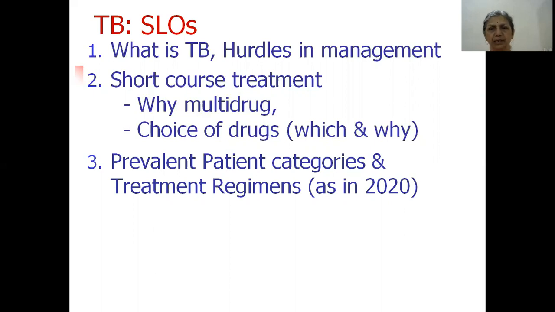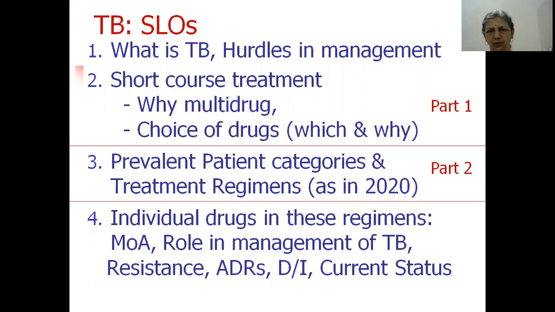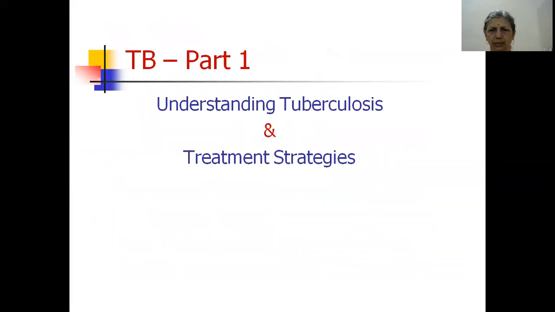So what are the prevalent patient categories and the treatment regimens in force today? And then we will see the details of the drugs which are being used in these treatment regimens. So obviously we'll have to split it into parts. In part one, we'll be trying to understand tuberculosis and the treatment strategies devised. Part two will cover the actual treatment regimens in the prevalent patient categories. And parts 3 and 4 will elaborate on the individual drugs. So let's start with part 1, understanding tuberculosis and the treatment strategies.